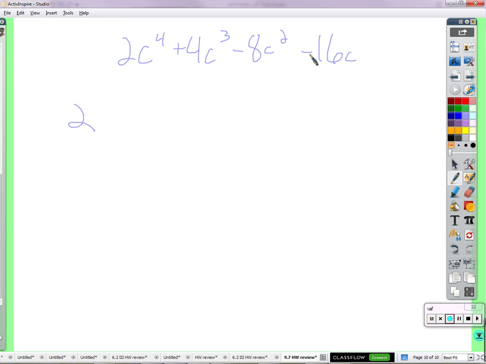They all have a C. This one doesn't have an eight. No, they don't. But they all have a four. C. This one doesn't have a 4 either. Okay. Right? 2 is the most I can pull out of this one. So it's the most I can pull out of all of it as far as numbers go. But they also have a C. So that's going to leave me with C to the third plus 2C squared minus 4C minus 8.